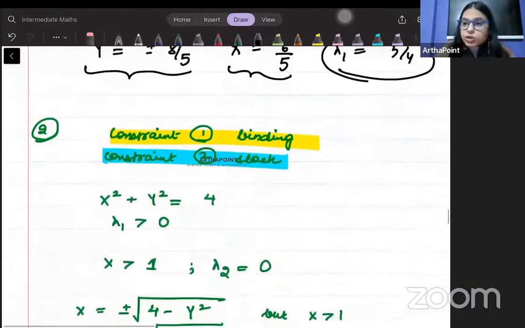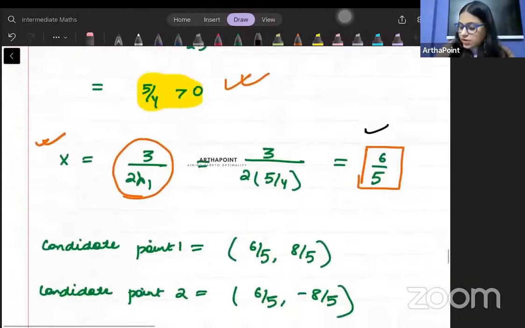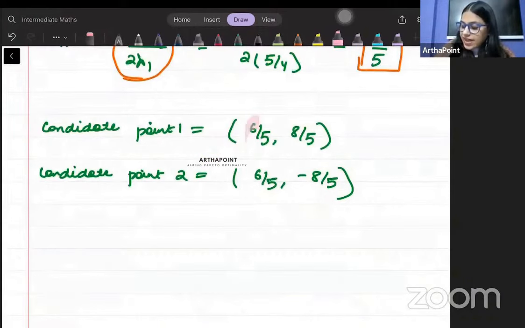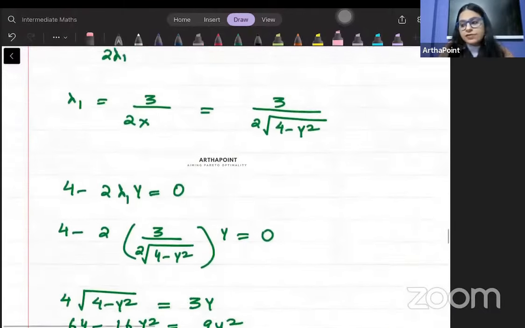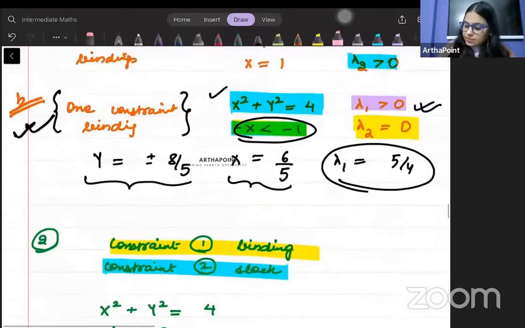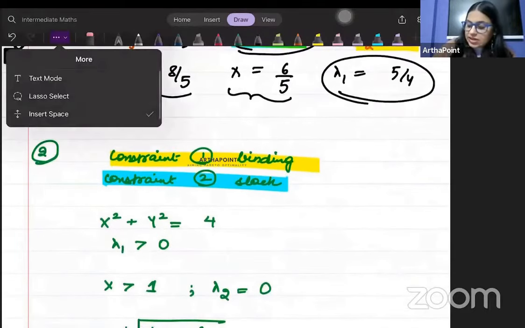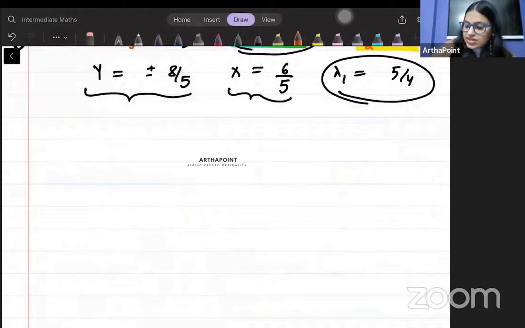So I have got 2 candidate points for myself. The first candidate point is when x is 6/5 and y is 8/5. And the second candidate point is when x is 6/5 and y is -8/5. Clear हुआ है? ठीक है बेटा. अब हम केस 3 लेंगे. So case number 3.